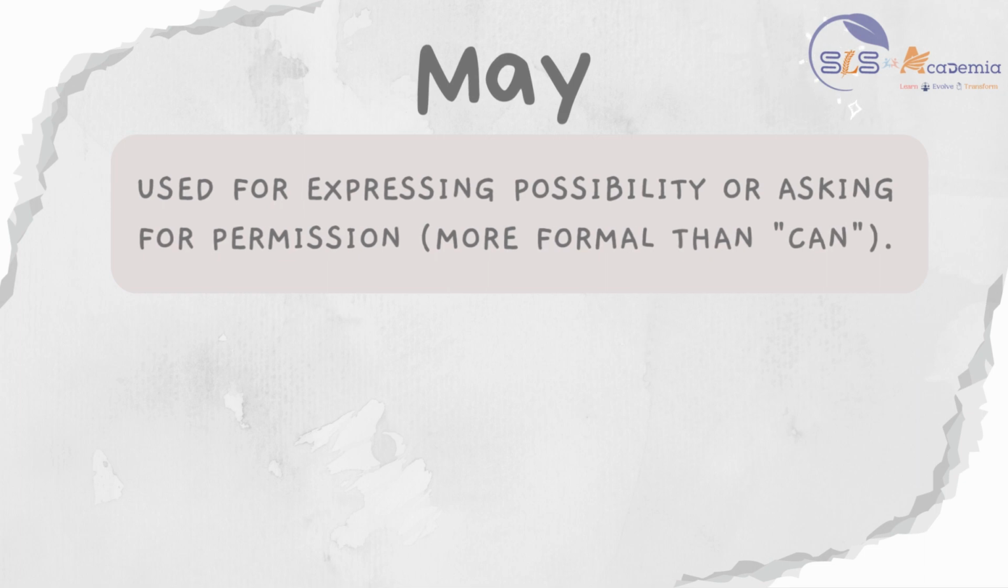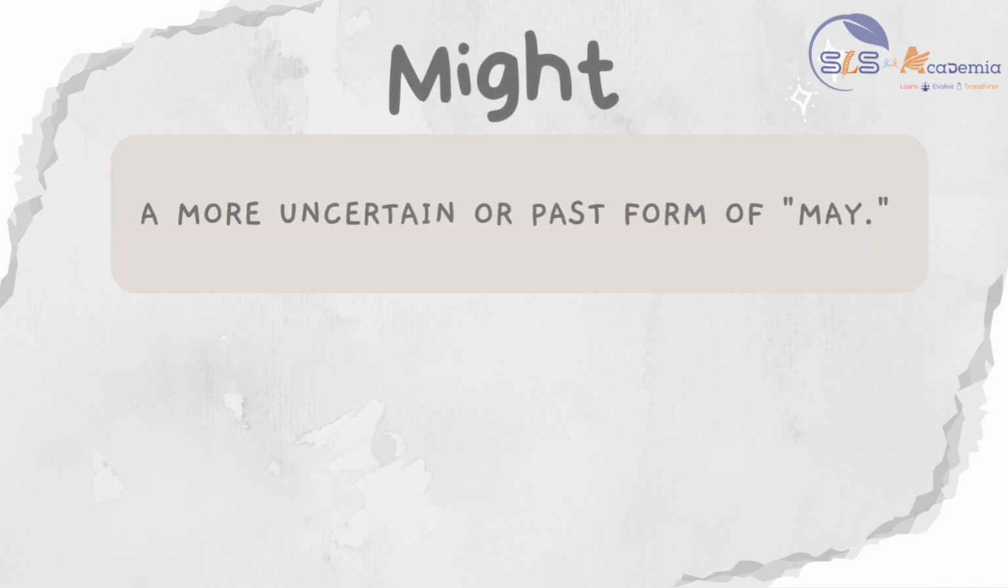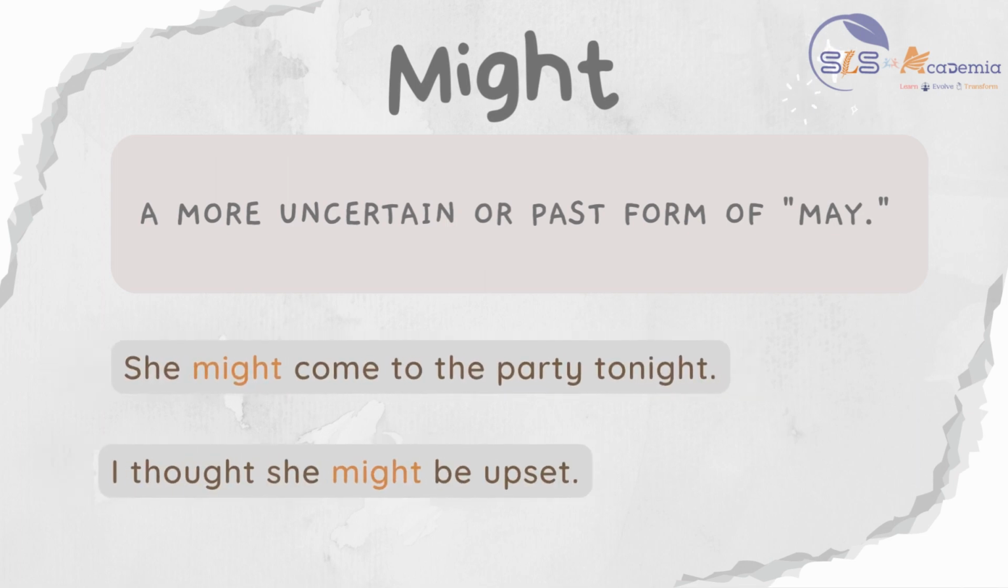May is used for expressing possibility or asking for permission. It is more formal than can. For example, it may rain this evening. May I borrow your pen, please? Might is a more uncertain or past form of may. For example, she might come to the party tonight. I thought she might be upset.